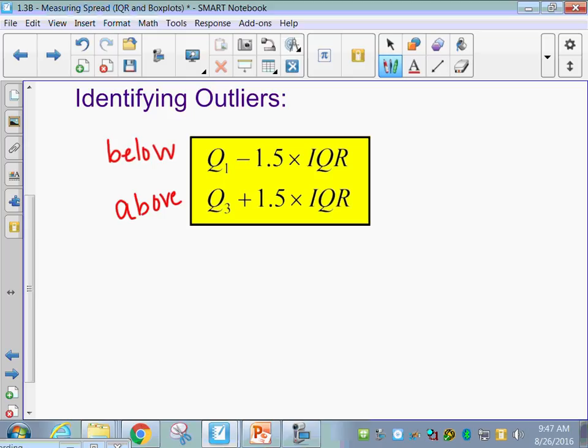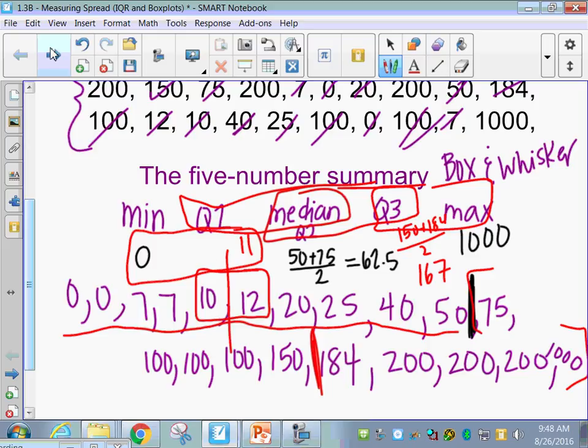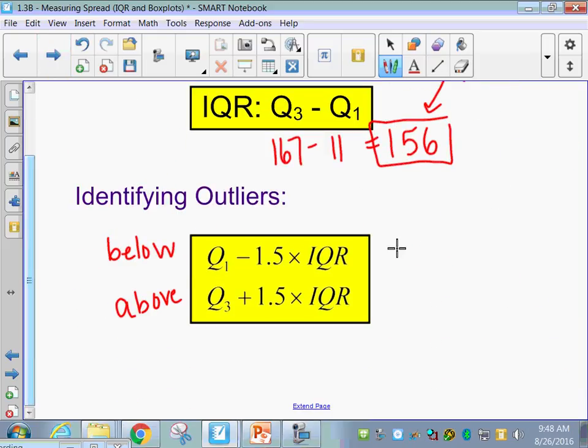So we're going to calculate this for our cell phone text messages data. Q1, what did we get for Q1? We got 11. We're going to subtract 1.5 times the interquartile range, which is 156. Can anyone tell me what that number is? Definitely going to be negative. Negative 223. I don't know how you send negative text messages, so that is not possible. We do not have any lower bound outliers.